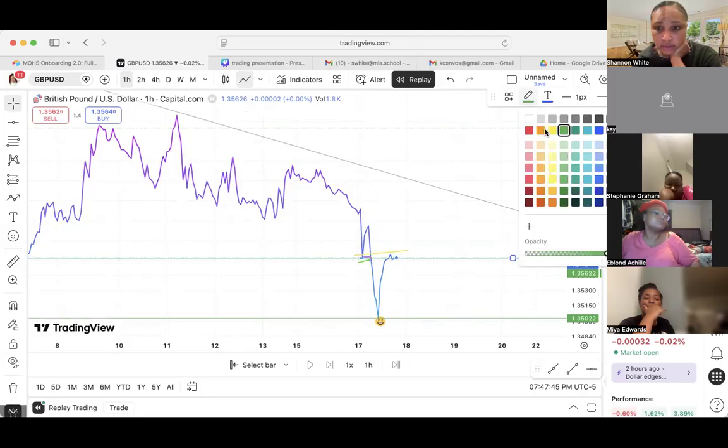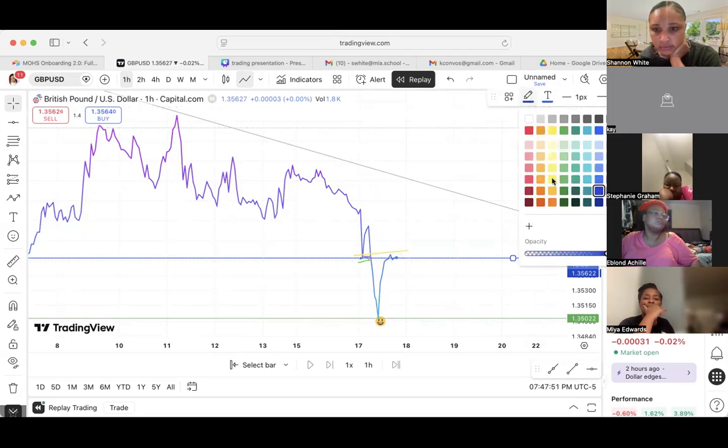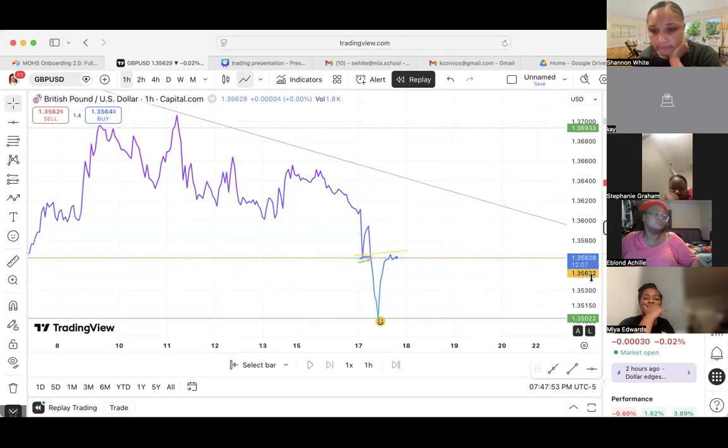I'm going to make it blue. So we copy this. Oh, it's blue. Is that what's happening right now? Yellow. Okay. You copy this number. This goes in your entry for your MetaTrader 5. So you have your take profit, your entry.